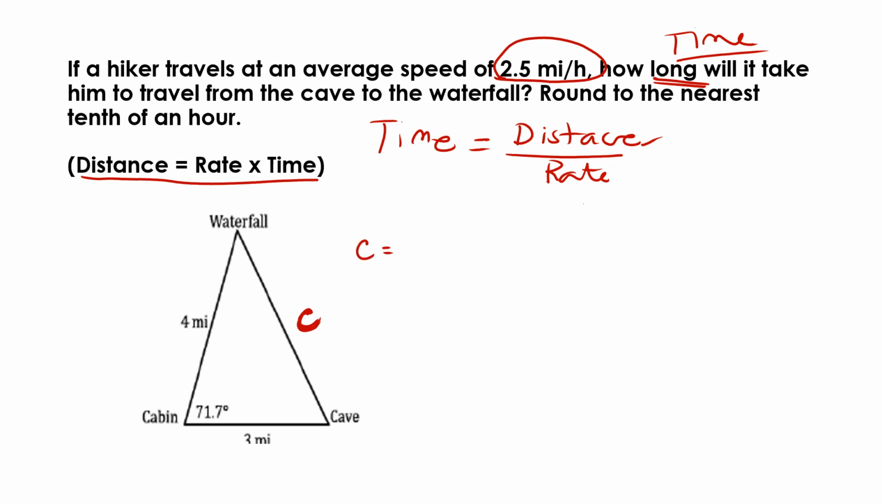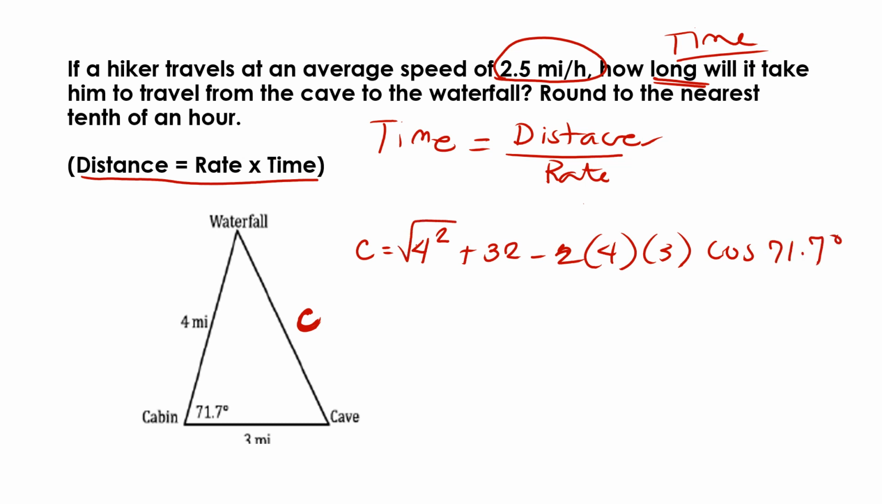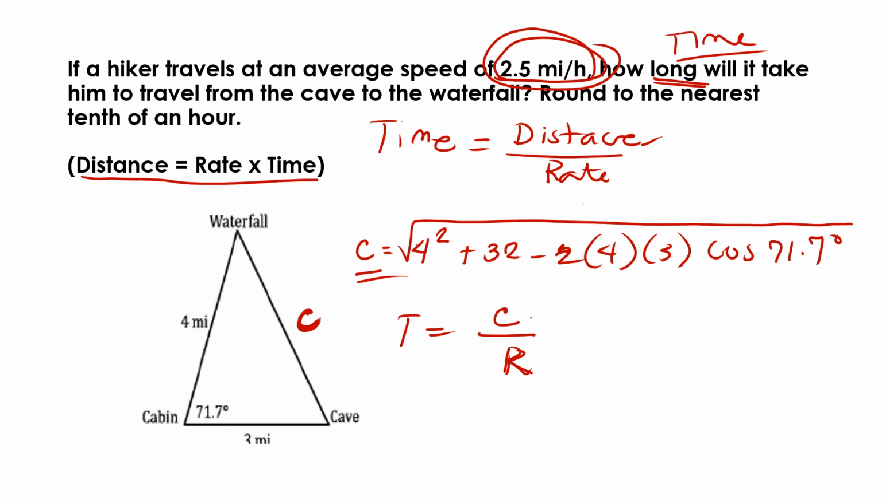So, to find that, you're going to have your 4 squared plus your 3 squared minus 2 times 4 times 3 times cosine 71.7 degrees. Then, you're going to get the square root of that. And then, you have your C. But that's not what you need. To get your time, that's the value of your distance, the C, over the rate. Again, this is the C. Compute first that C. And then the rate, ito yung 2.5 miles per hour. That's how you're going to answer number 3.